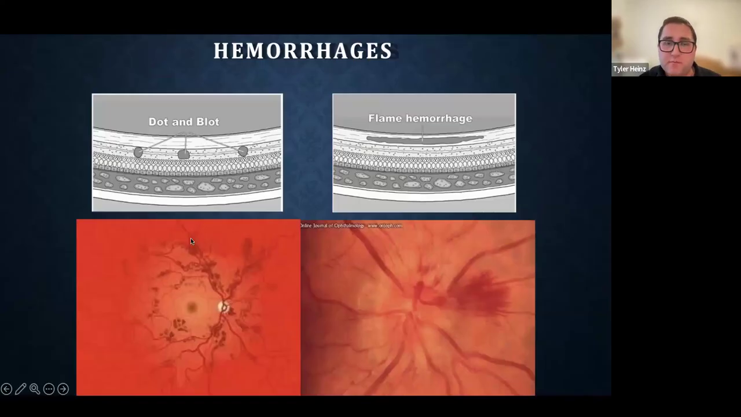So again, we have more of our dot blots here. They're more circular, and a flame hemorrhage is more diffuse, kind of coming out looking like a fire. So that's a huge part of your tests. Remember, the dot blot, cotton wool spots, neovascularization, flame hemorrhages, those are all huge test points for the diabetes.